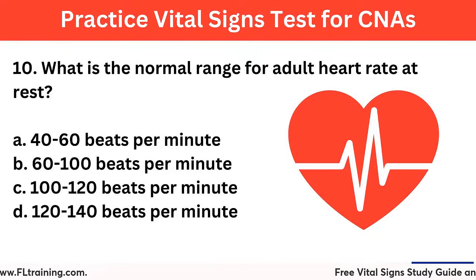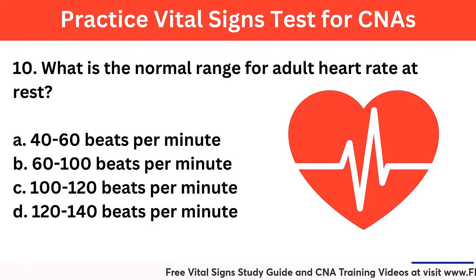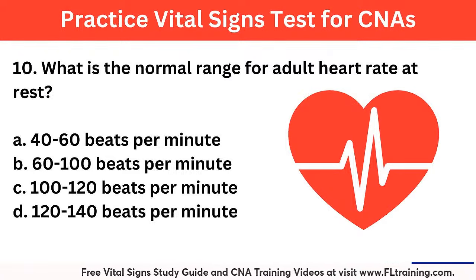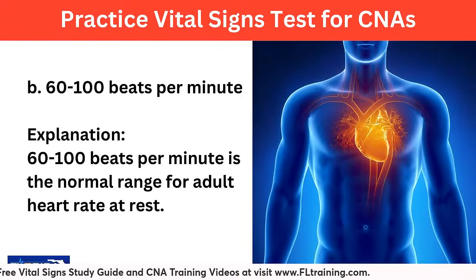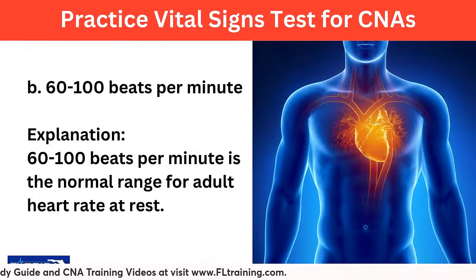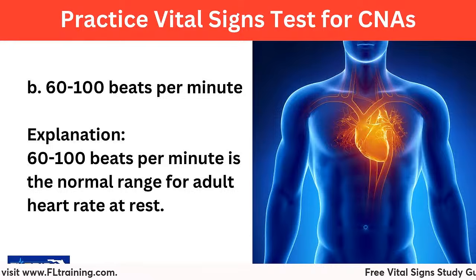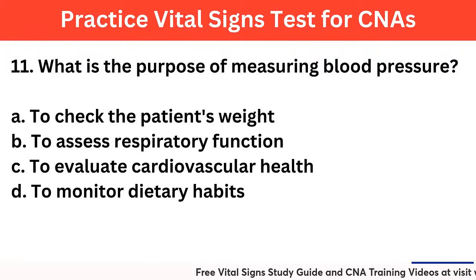When I tell you you are on it, and I know my patients are going to be in good hands with you all on the team, I'm so proud of you. Everyone chose the correct response, which is B as in boy. It is 60 to 100 beats per minute. That is the normal range for an adult heart rate at rest.